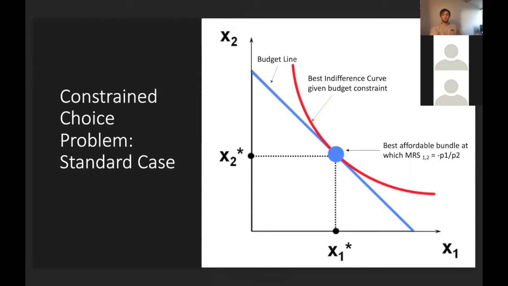So our best affordable bundle, where the marginal rate of substitution of goods one and two is just going to be equal to negative price one divided by price of good two. That's just going to be your slope of the budget line. And that's a very important thing to understand, that you're going to be able to plug that slope into a formula for the Marshallian demand function to be able to calculate the point of tangency.